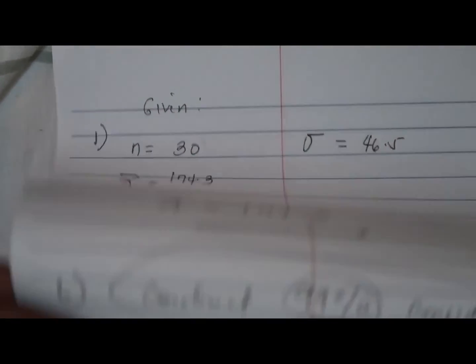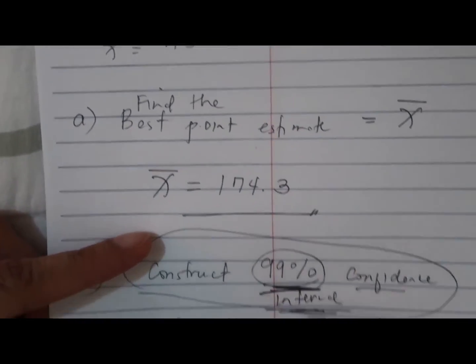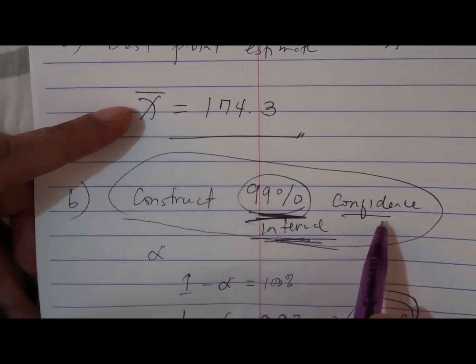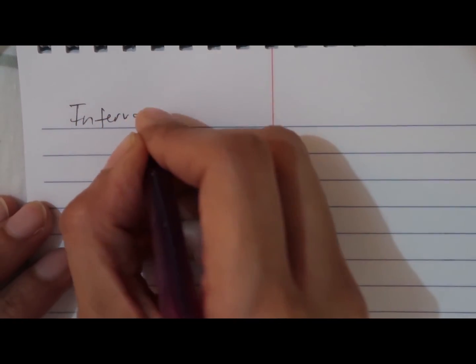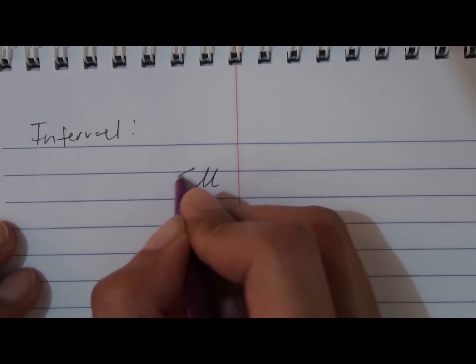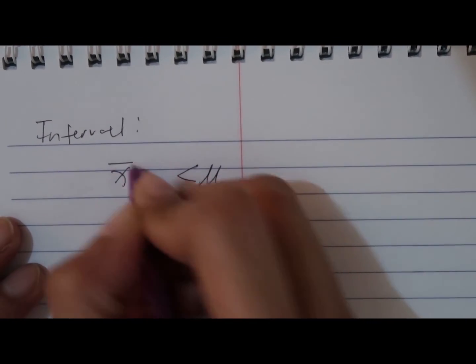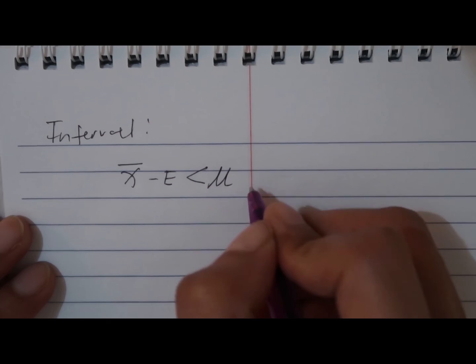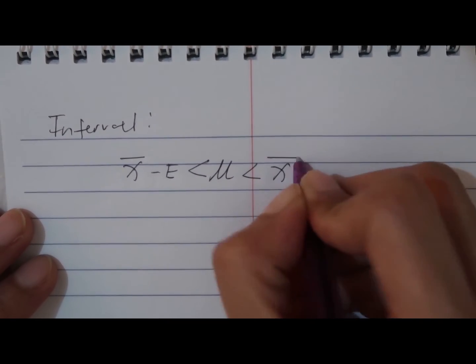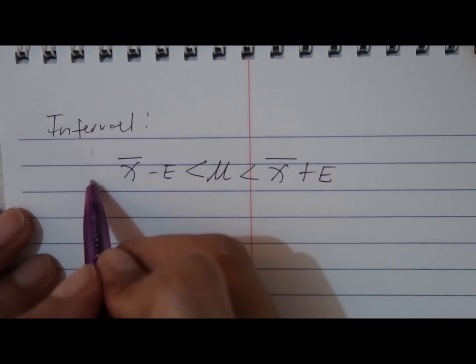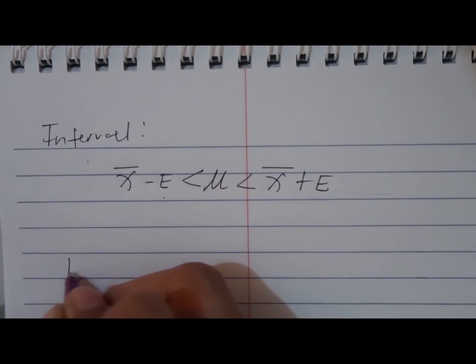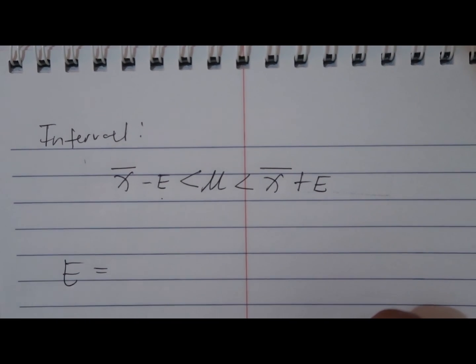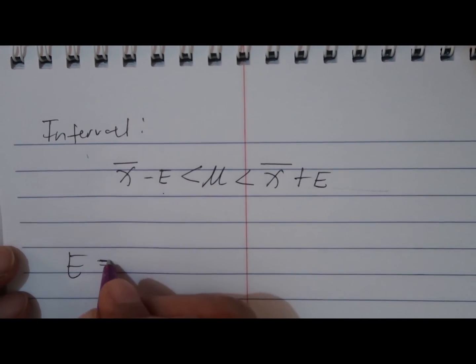Since we want to construct a 99% confidence interval, the interval will be mu is greater than the sample mean minus E, and less than the sample mean plus E. So this is your interval. But in the problem, we don't have E, so we need to solve for E. E is your margin of error. How do we solve for E?